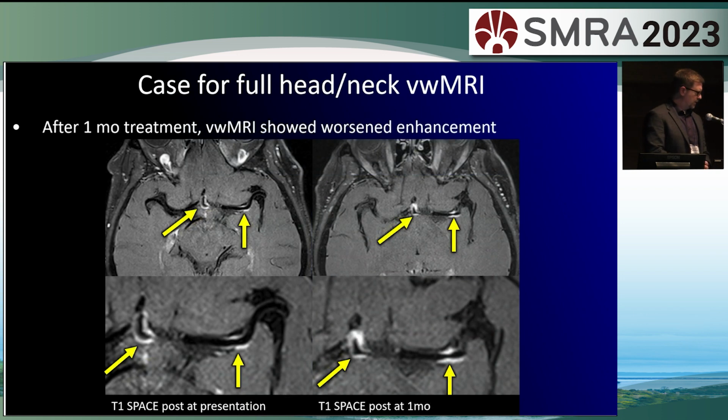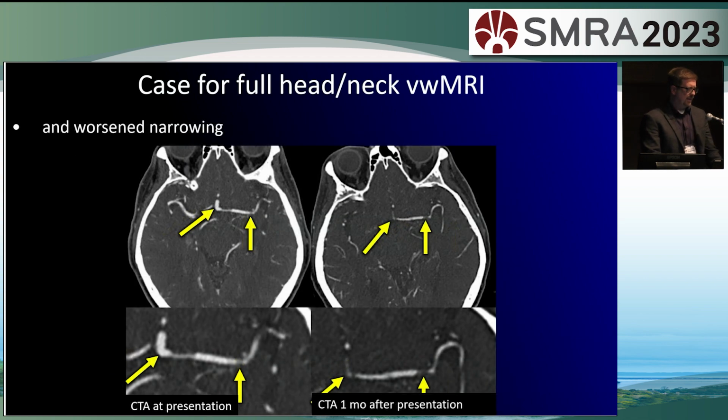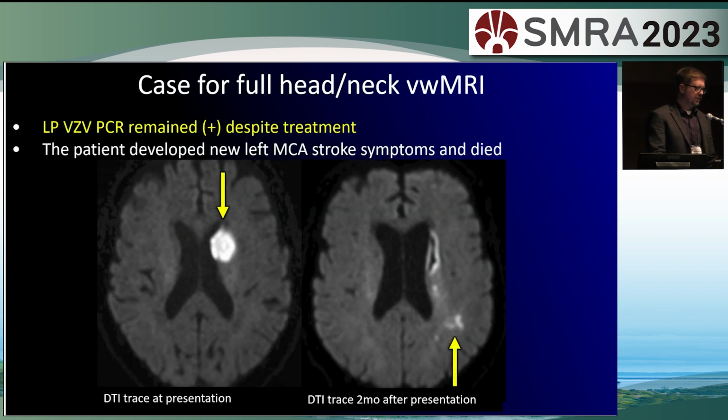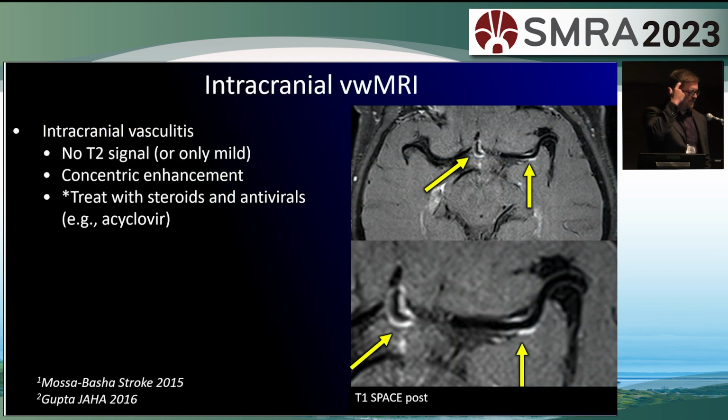The problem was her enhancement worsened, as did her narrowing, and this continued to worsen, as you can see on this angiogram. She began to have more infarcts, and even though we kept treating her with acyclovir, her VZV PCR remained positive despite treatment, and she ended up dying. So this was a case of intracranial vasculitis. Characteristically, we use this as clinicians: it should have no T2 signal, it should have concentric enhancement like this case. We often treat with steroids and antivirals.